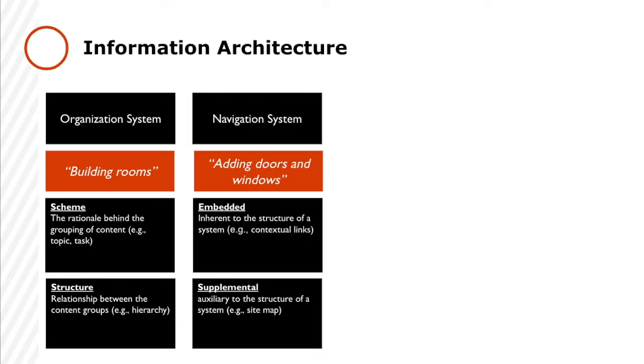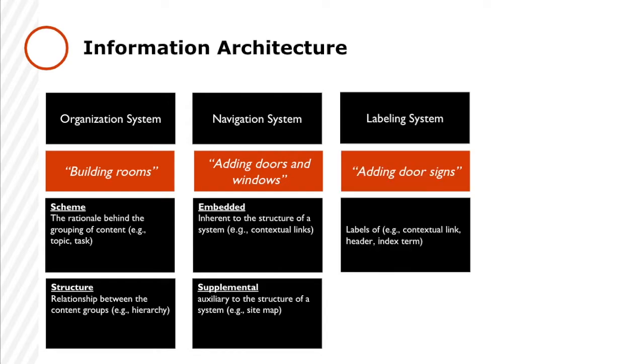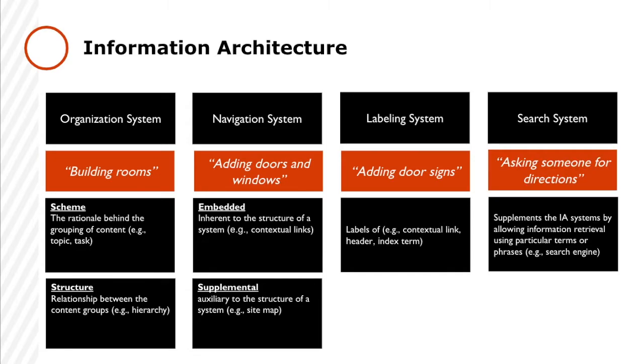The navigation system, analogous to adding doors and windows to the building, enables users to traverse the information groupings and structure. The navigation system could be embedded to the content, like contextual links, or supplemental to the content, like sitemaps. The labeling system adds signposts, also known as cues in information foraging literature, to the doors, such as labels on contextual links or headers, for example. Now, the search system, when provided, supplements the rest of the IA to enable users to retrieve information by looking up a particular term or phrase.